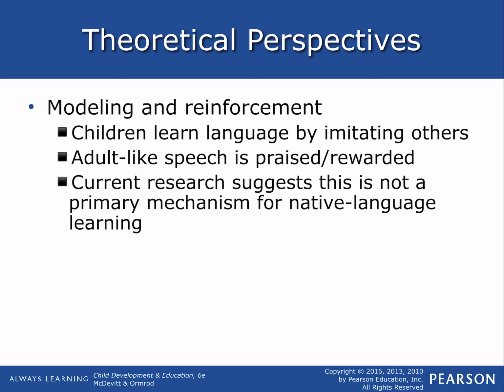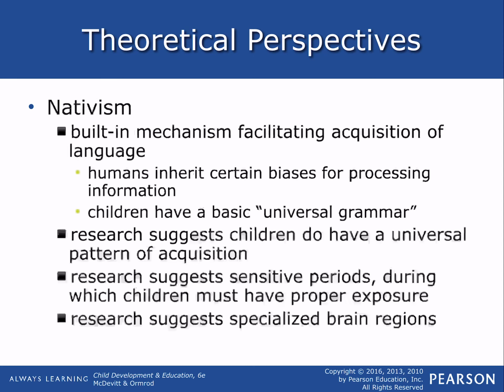Current research suggests that this is not a primary mechanism for native language learning, meaning that there is a lot of inborn stuff that happens that allows you to develop your native language, being your first language, right? Children have a basic universal grammar. What they mean by that is the flow of language, that we seem to have uniquely designed brains, right? Like our brains are uniquely designed to process that.